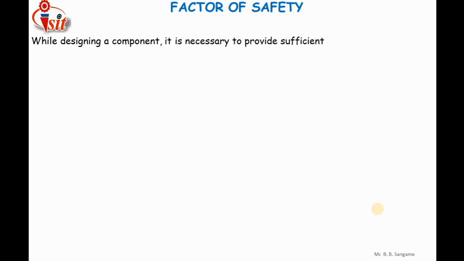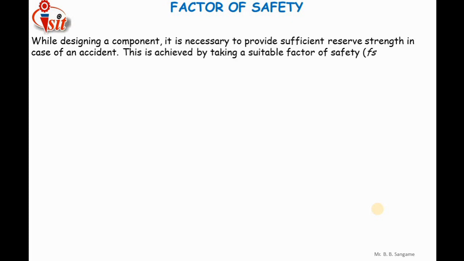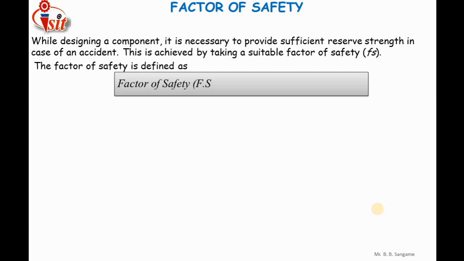So first of all, factor of safety. While designing a component, it is necessary to provide sufficient reserve strength in case of an accident. This is achieved by taking a suitable factor of safety. The factor of safety is defined as the ratio of failure stress to the allowable stress or working stress.